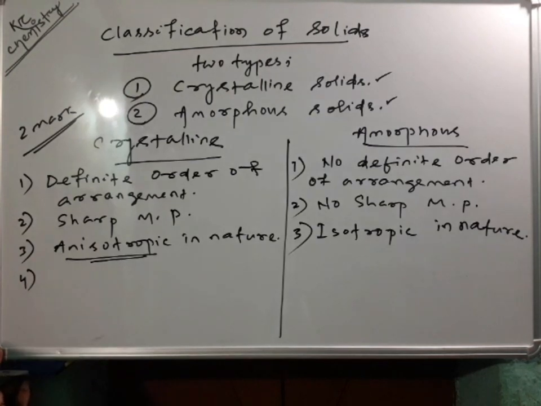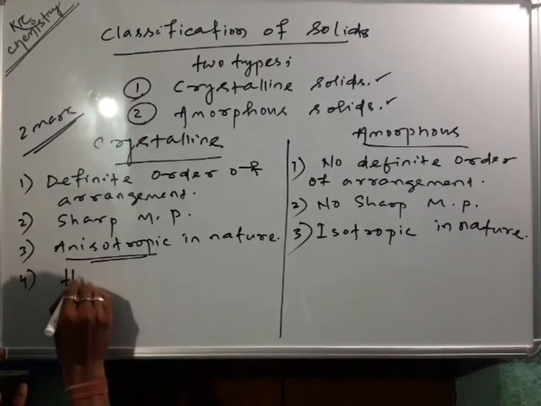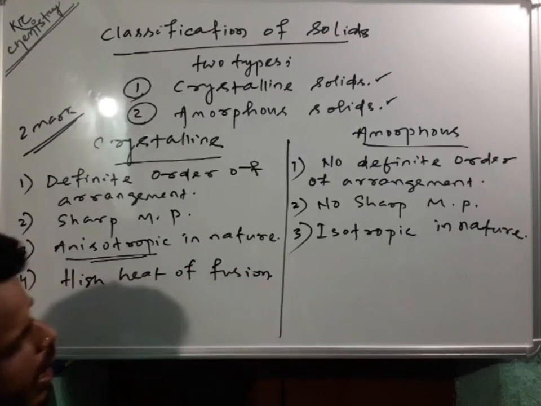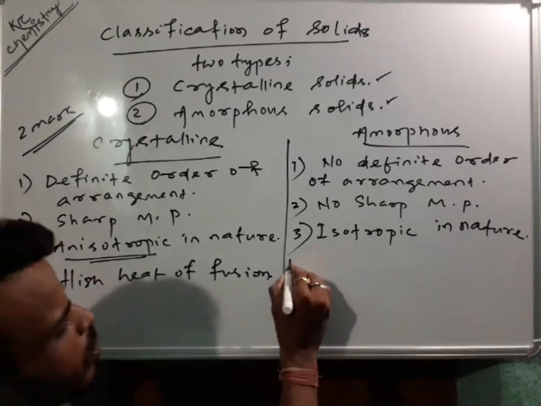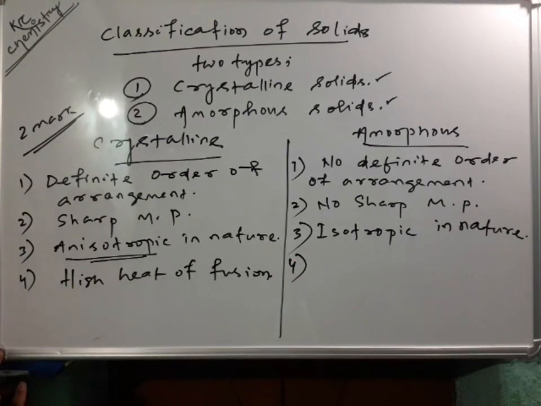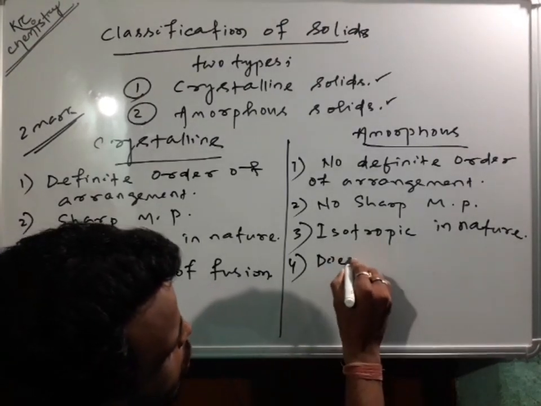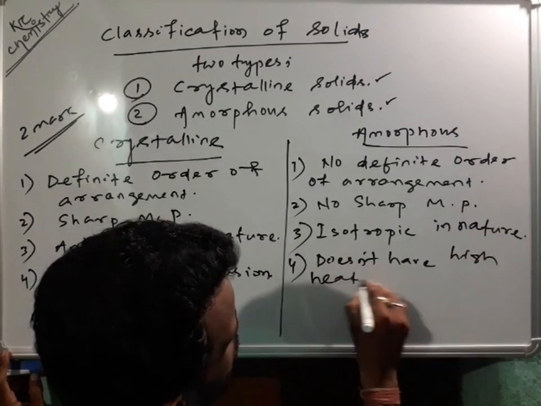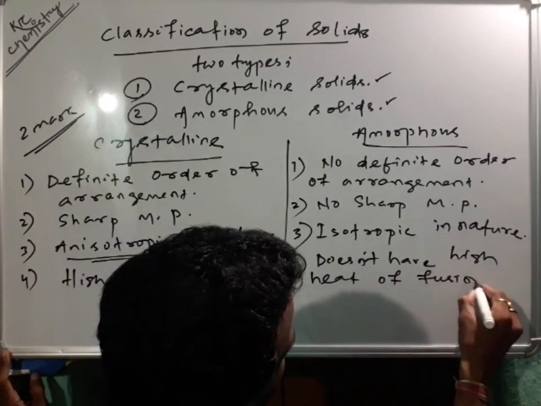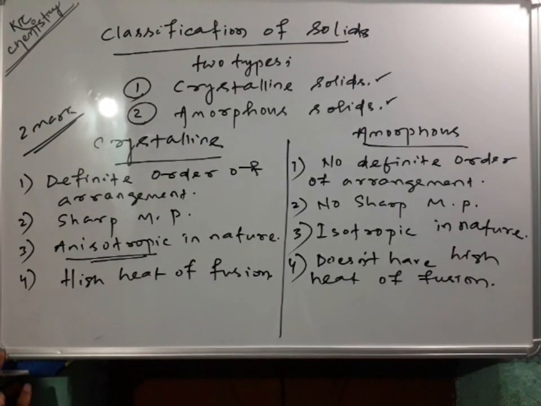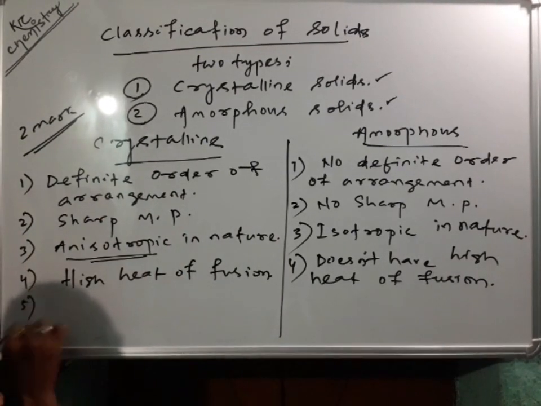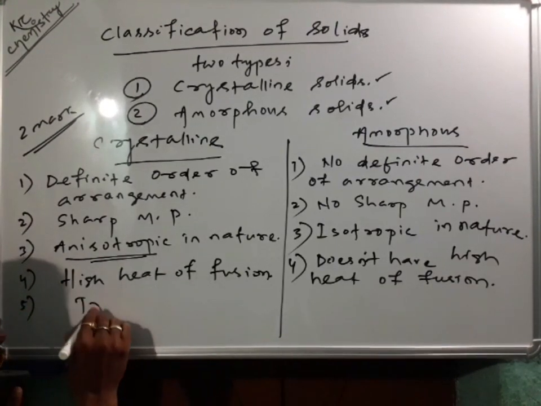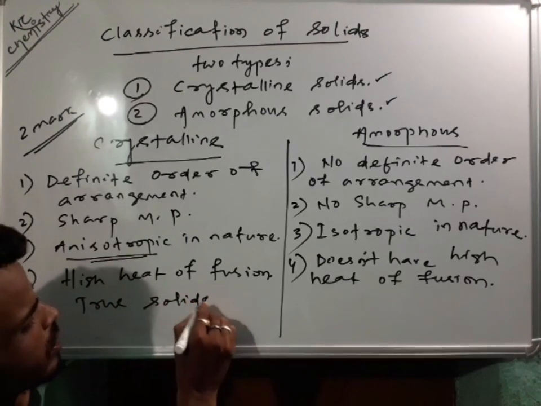Fourth point: crystalline solids have high heat of fusion. But amorphous solids do not have high heat of fusion. So from these properties we know that crystalline solids are called true solids.